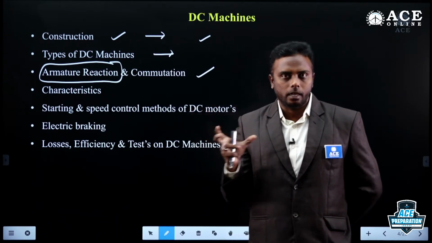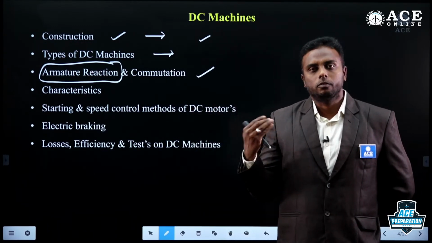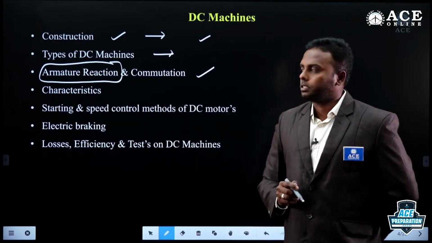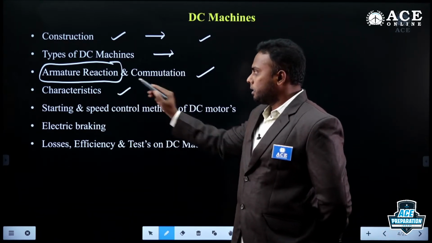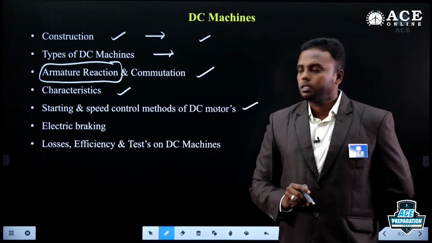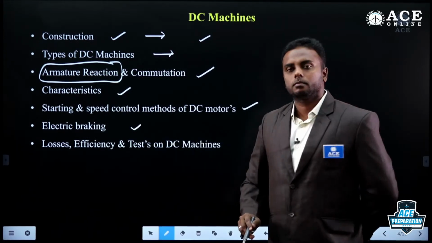So we have to take the complete diagram and the field directions, then only we can understand the armature reaction of a DC machine. Okay. After that, characteristics, then starting and speed control of DC motors, and electric braking.